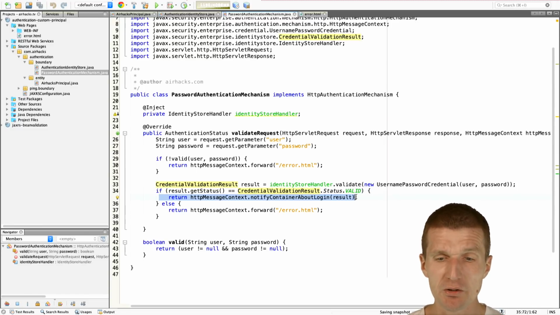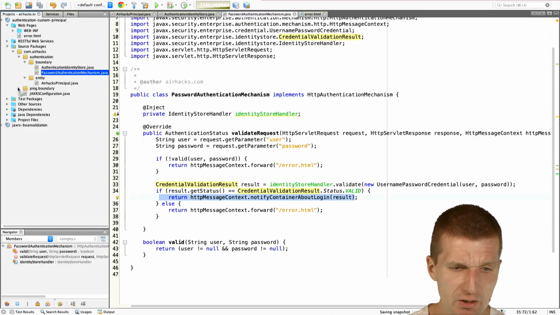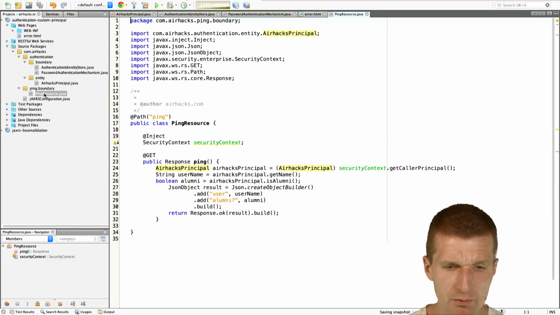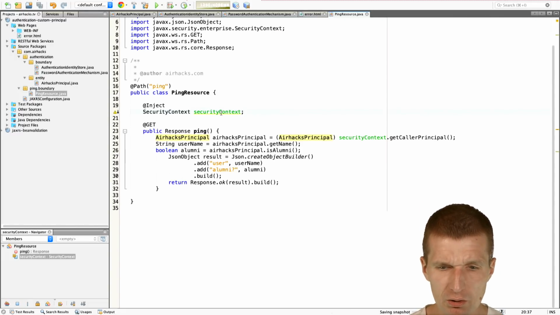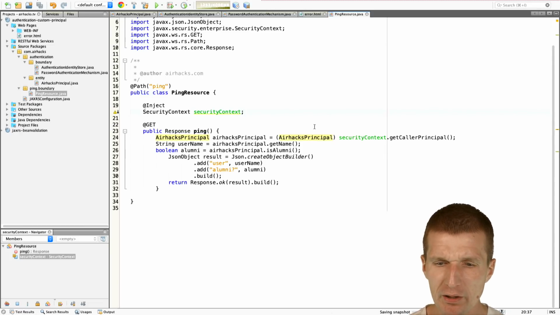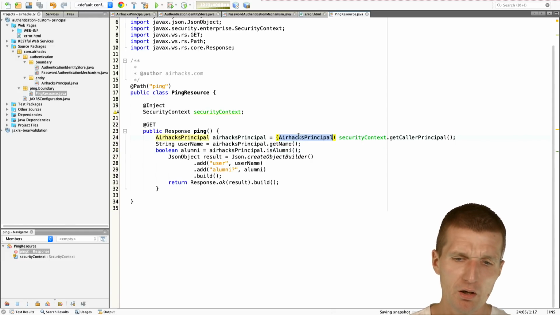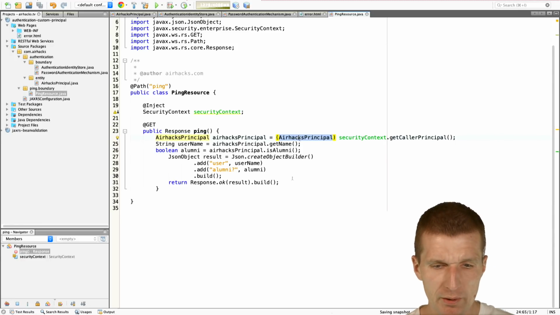Lots of examples like this. So this is just another example, and this is basically all. And the business code is simple. This is my ping resource. I inject the security context. And what I do right now, I can retrieve my principal, and I get the name, and I ask, are you alumni? And I return both back. So this is my code, and this is, I think, the answer to your question, how to implement that.